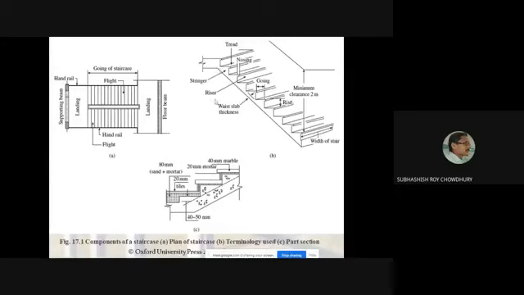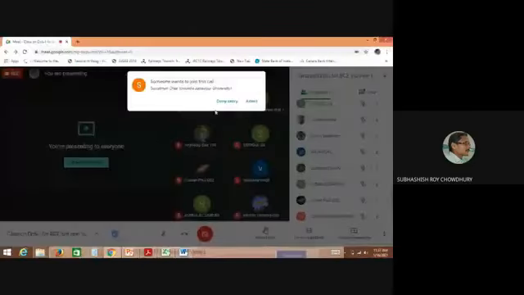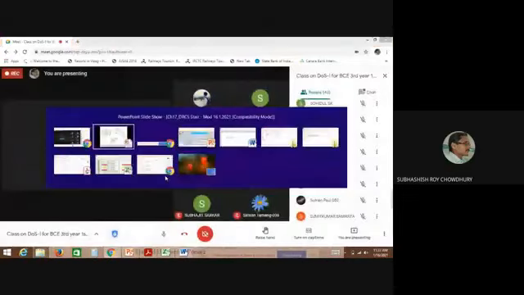So this part of the stair, it is the inclined part. This is the inclined part. Okay, and there will be two landings at the two ends. So this is the horizontal part of the stair. This is the horizontal part of the stair. So you will see the horizontal part of the stair that is called landing, and the inclined part of the stair that is called the flight or going.